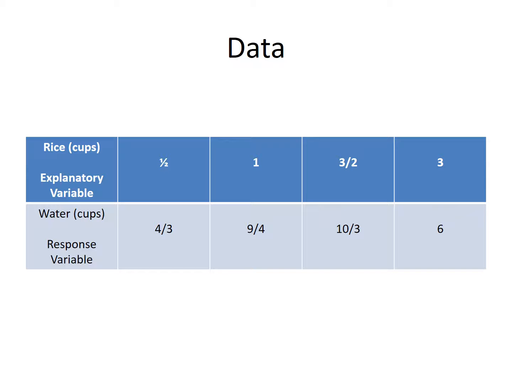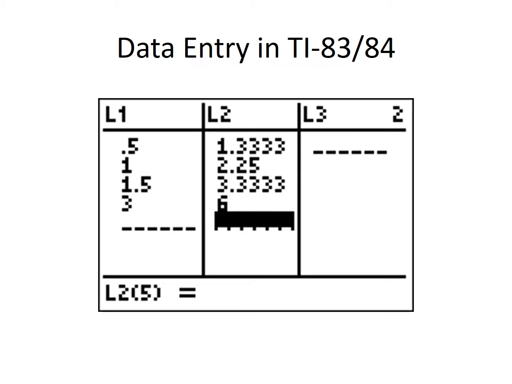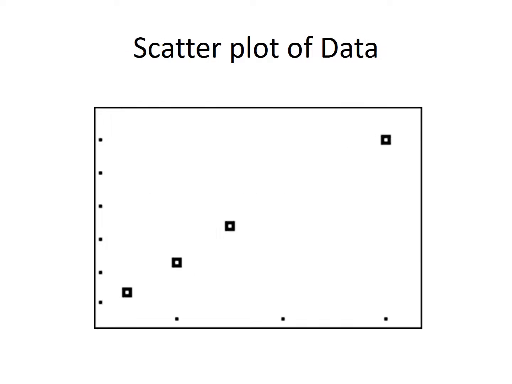Now, because I'm trying to figure out how much water I would need based on the amount of rice I'm cooking, we choose rice as the explanatory variable, and the cups of water would be the response variable. So I put my data into a TI-84 calculator, and we then run a linear regression and get a scatter plot. So here's a scatter plot of the data itself.